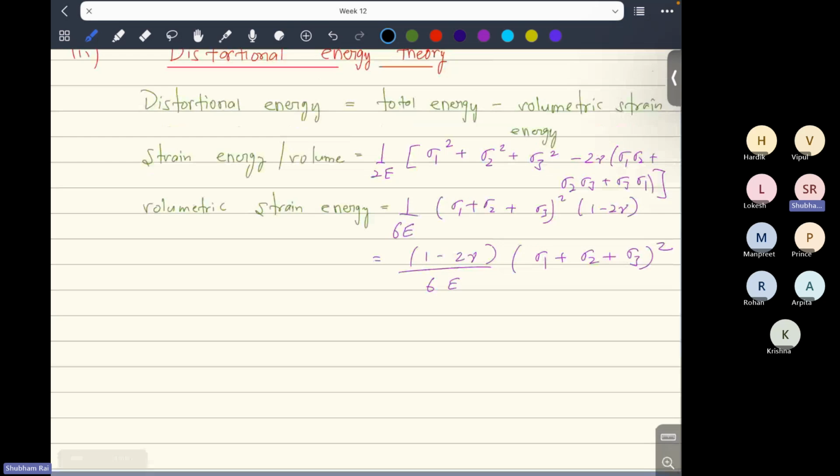So I have written volumetric strain energy. Now I should write distortion energy.